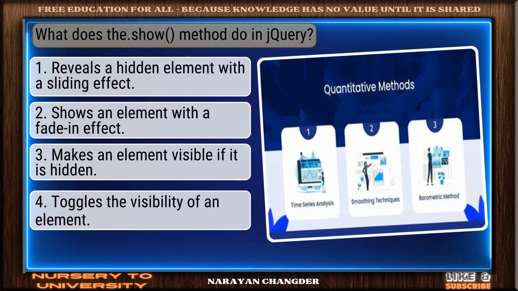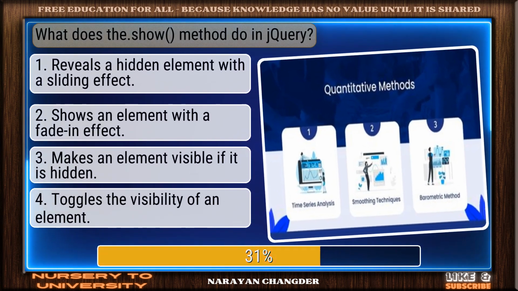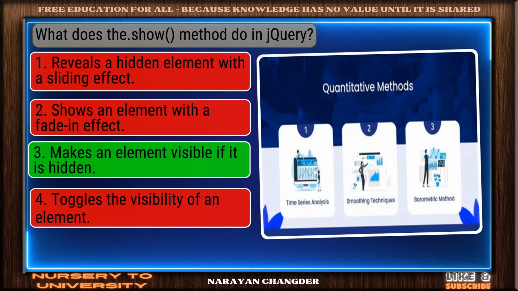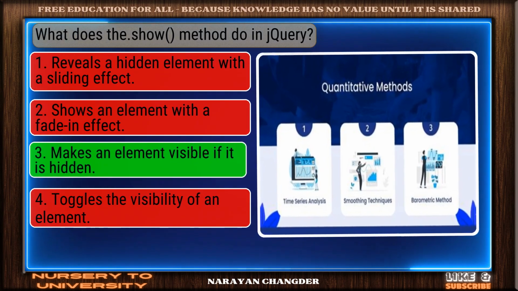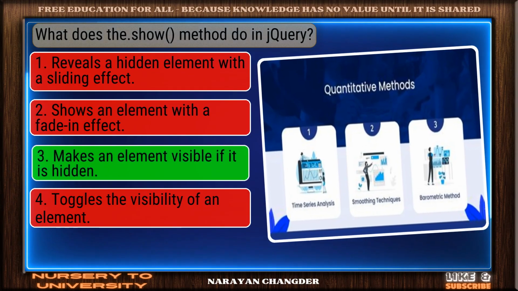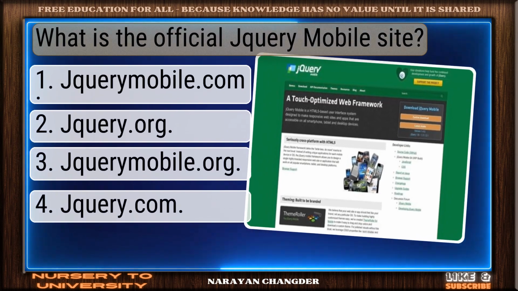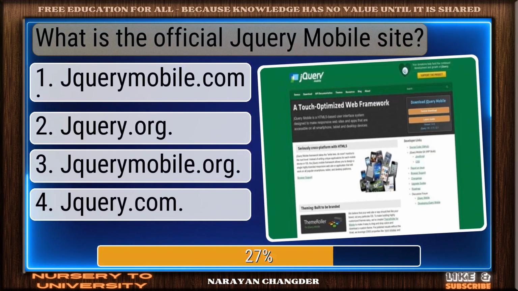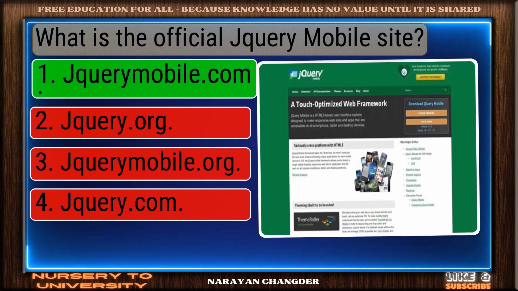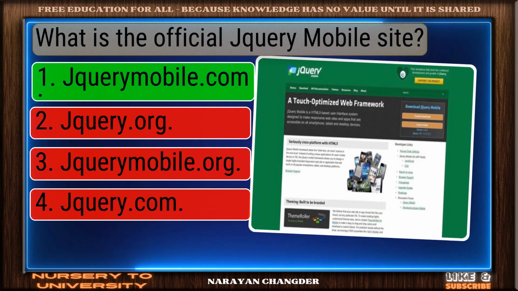Question number 54. What does the show method do in jQuery? Smart pick. Makes an element visible if it is hidden is the correct choice. Question number 55. What is the official jQuery Mobile site? Well reasoned. jquerymobile.com is the correct choice.